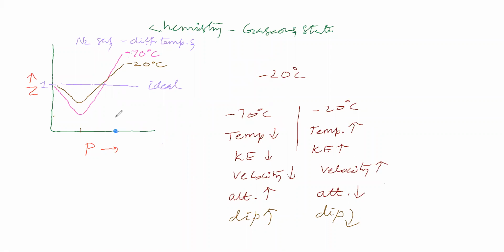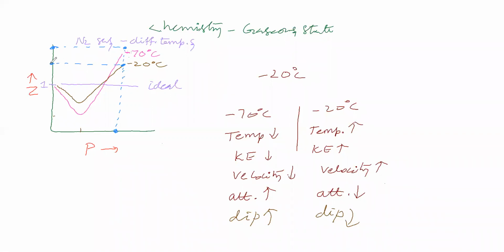Now we will consider this pressure. At this pressure, for minus 20 degrees Celsius, what is the Z value? Z value is this much. For the same pressure at minus 70 degrees Celsius, the Z value, the compressibility factor, is this much. Now see, at a given pressure for minus 20 degrees Celsius, Z value is this much.